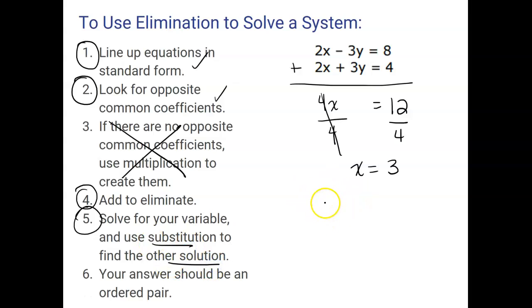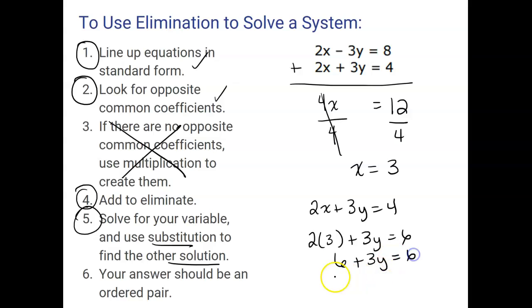It doesn't matter which equation I use, I'm going to use the second one. So 2x plus 3y equals 4. I know that x is 3, so 6 plus 3y equals 4. Minus 6 from each side, so 3y equals negative 2... Divide both sides by 3. Sorry, I'm running out of room. And don't forget that your answer should be an ordered pair. So on this one, my answer should be 3, 0.